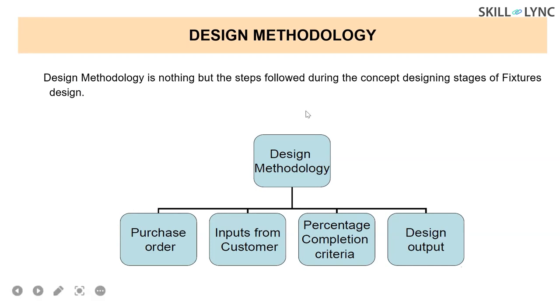If you consider the design methodology of a fixture, there are majorly four categories. One is releasing the purchase order. Second, inputs from the customer. Third, percentage completion criteria. And the fourth one will be the design output. So what is a purchase order? Everyone may have heard the term purchase order, right? What is a purchase order?